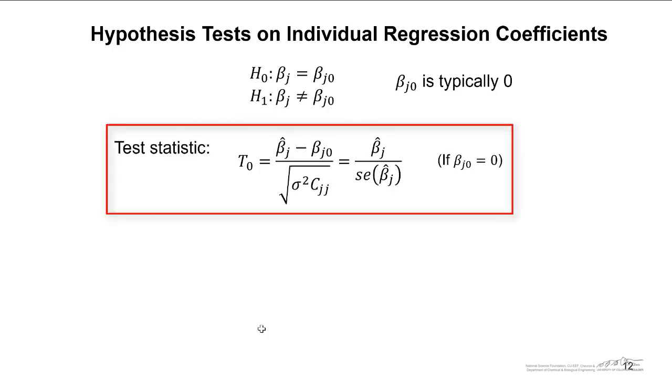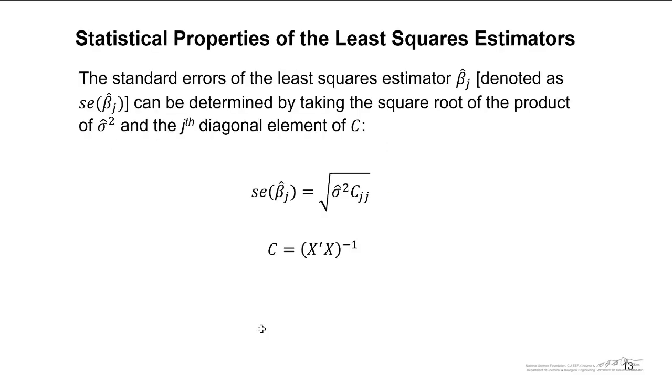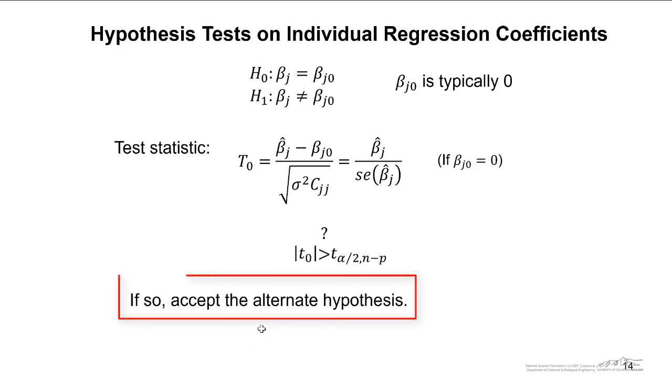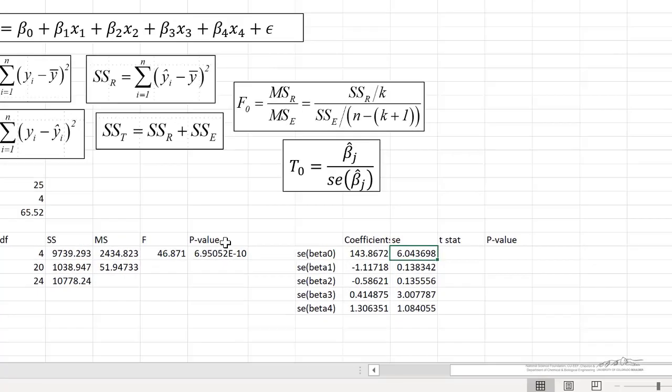We're dividing by the standard error of that coefficient. Recall from a previous screencast that we can calculate the standard error using the square root of our standard error squared times the jth diagonal element of C, where C is just X transpose times X, and we take the inverse of that. We can calculate standard error in the denominator, calculate our test statistic, and since this is a two-tailed test, we can compare the absolute value of that to t alpha over 2 with n minus p degrees of freedom, and if that's true, we accept the alternate hypothesis.